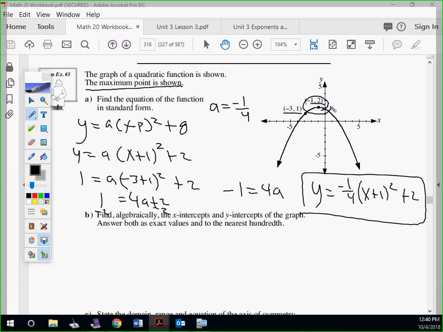Okay, find algebraically the x-intercepts and the y-intercepts. Remember, the x-intercept takes a little bit more work. So for the x-intercept, we're going to make y 0. We're going to solve this right here. Like I said, it's a little bit more work. So the first thing we're going to do is minus the 2.